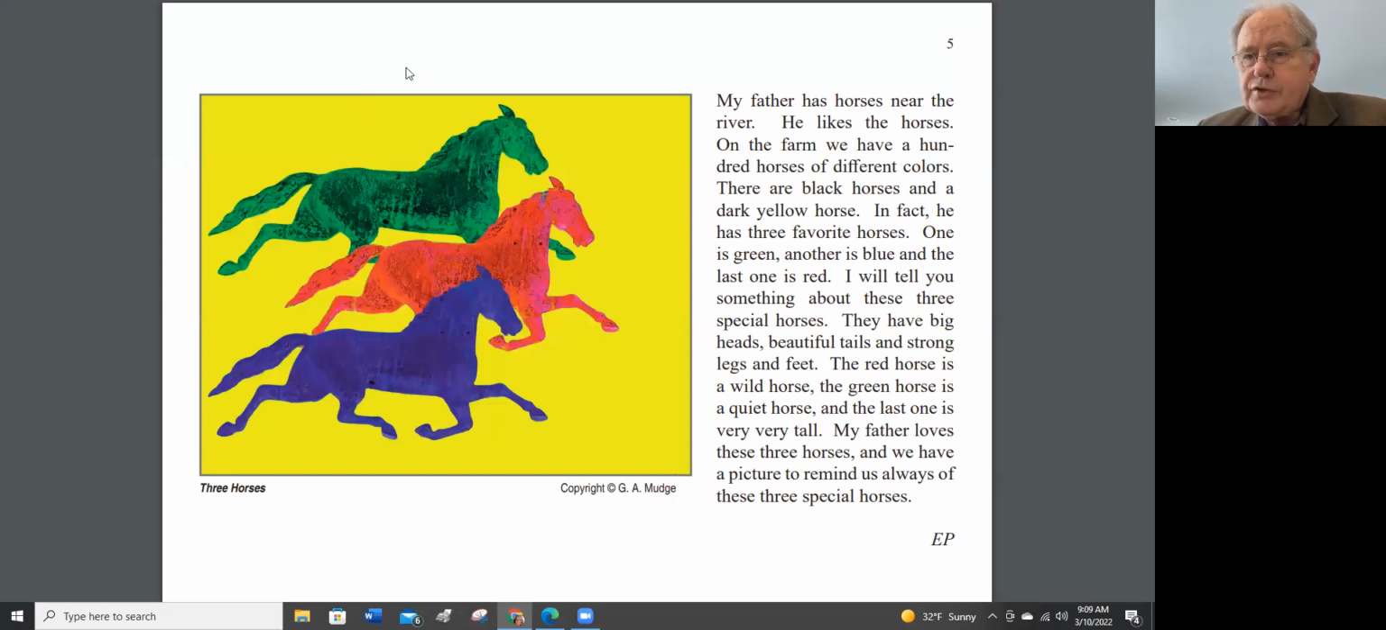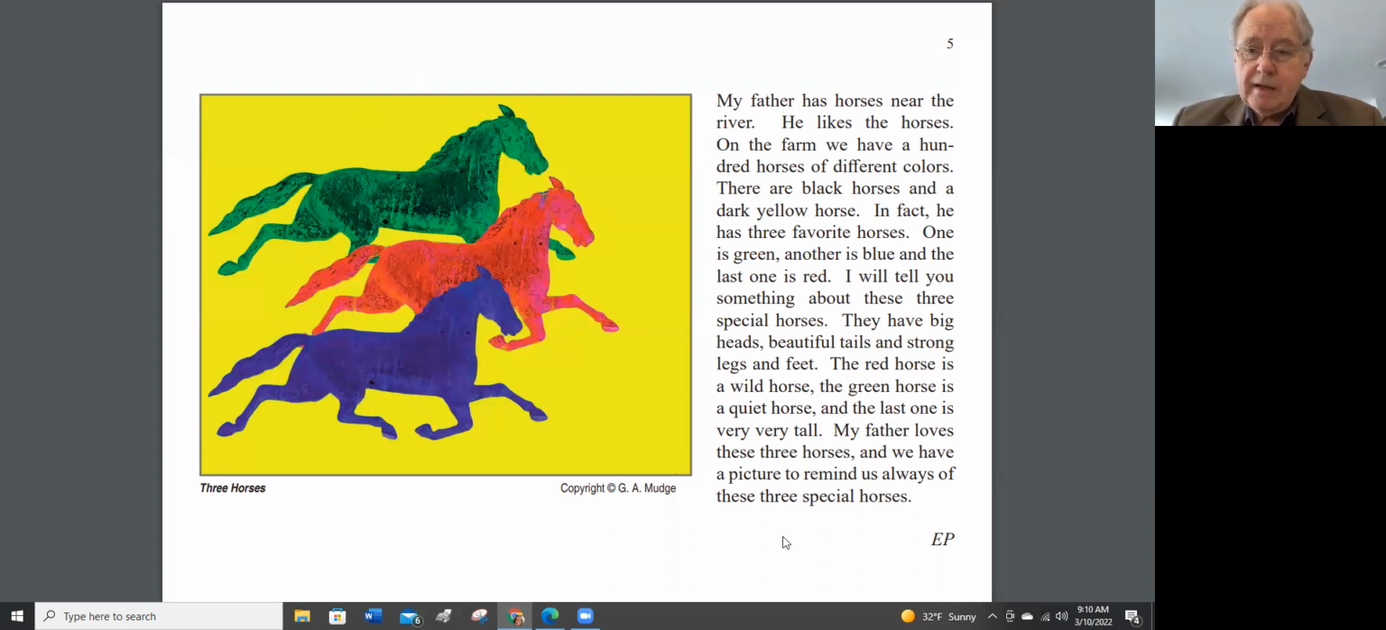The red horse is a wild horse. The green horse is a quiet horse. And the last one is very, very tall. My father loves these three horses. And we have a picture to remind us always of these three special horses.